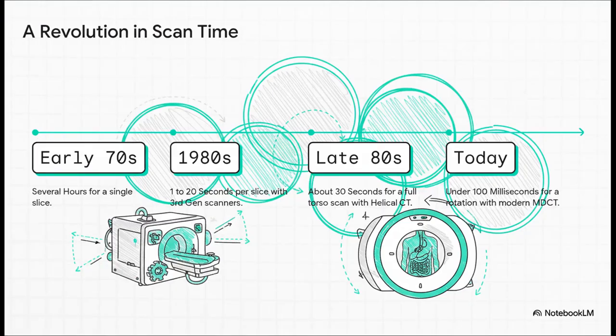And just look at this timeline. It's absolutely incredible. The very first clinical machines back in the early 70s took several hours just to get one slice. By the 80s, thanks to some new designs, they got that down to a few seconds. Then came helical scanners, which could capture an entire torso in about 30 seconds. And today, a modern scanner completes a full rotation in under 100 milliseconds. I mean, that is a truly mind-boggling leap in speed.